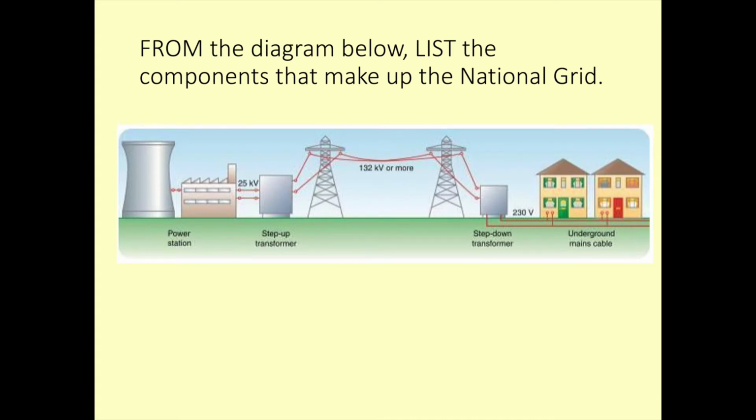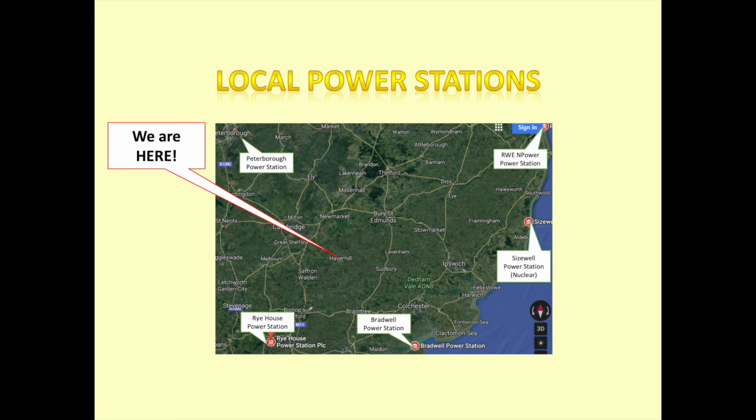From the diagram below, I'd like you to list the components that make up the national grid. This shows our step-up transformer converting our potential difference from 25,000 volts to 132 kilovolts or more, and then our step-down transformer, reducing that to the 230 volts which are supplied to our homes. This is a map of where we are and the power stations that are near us. Notice there's one that is a nuclear power station all the way along the coast.